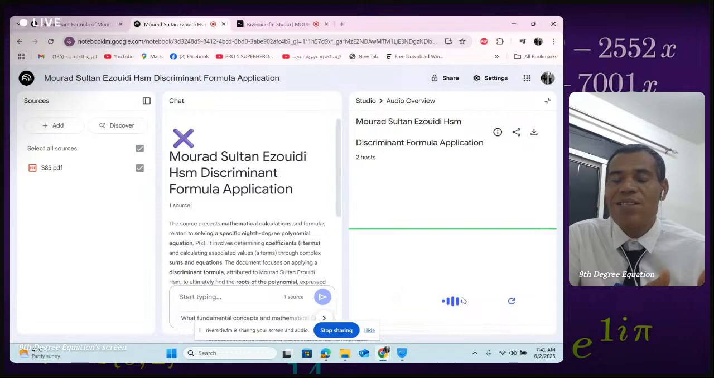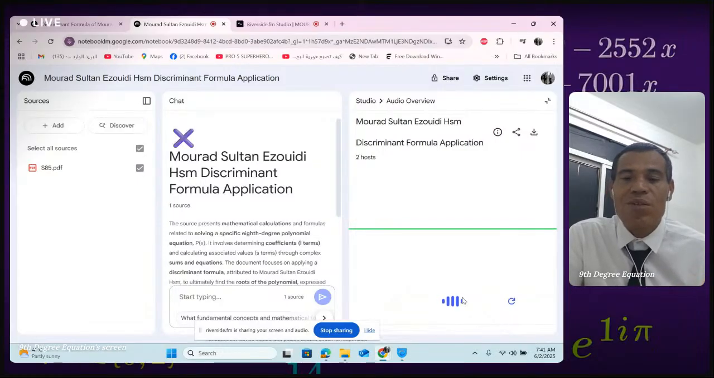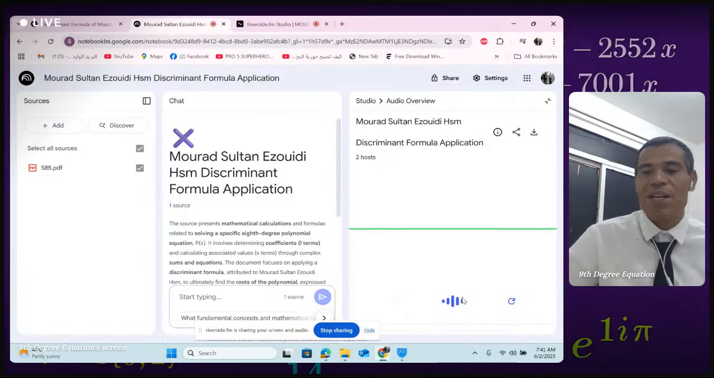Here, the classical method can find this exact value, unlike Mr. Mourad Ezouidi approach, unlike method Mourad Ezouidi theorem, unlike Mr. Mourad Ezouidi discriminant formula.